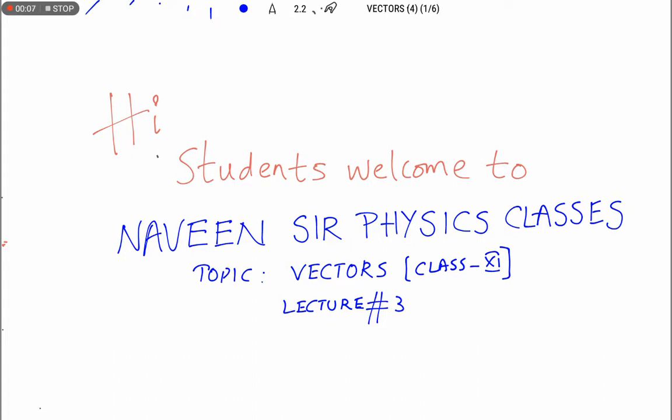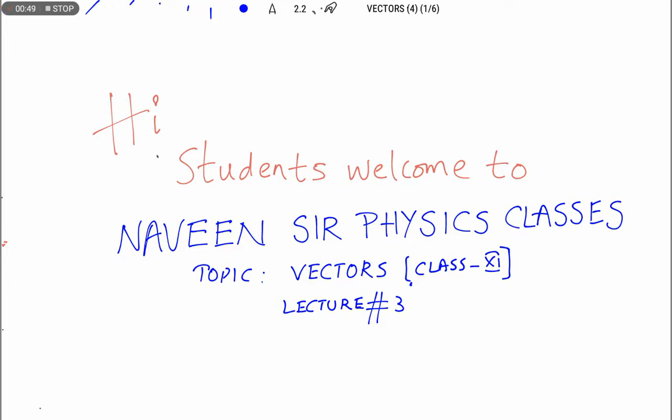So today we are going to discuss the same concept, vectors. In the last lecture we discussed how to add two vectors graphically, and we also discussed how to add the vectors in the form of components. So now in this session we are going to discuss the triangle law of vector addition, and in the same way the parallelogram law of vector addition. These two methods are very important, and these two laws we are going to discuss in two ways.